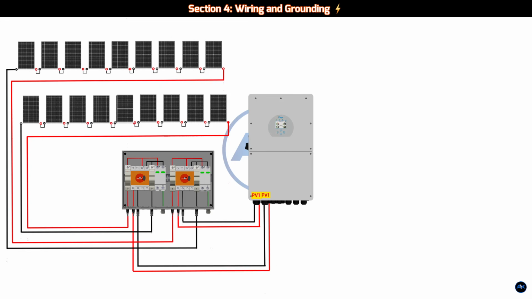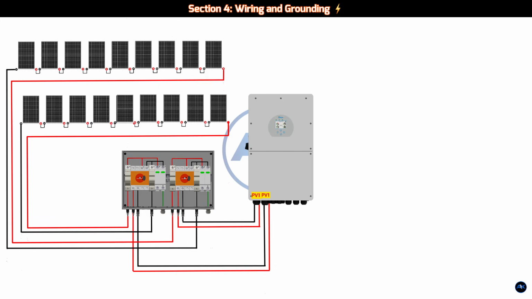3. Homing the wires. Route the positive and negative cables from each string down to the DC distribution board, DCDB. Use UV-resistant cable ties and clips to secure the cables neatly and safely along the mounting rails and down the side of the house. Always use conduit where the wires are exposed or run through walls to protect them from damage.